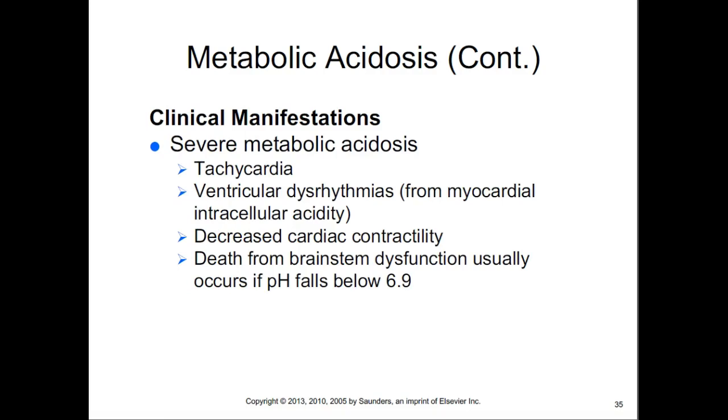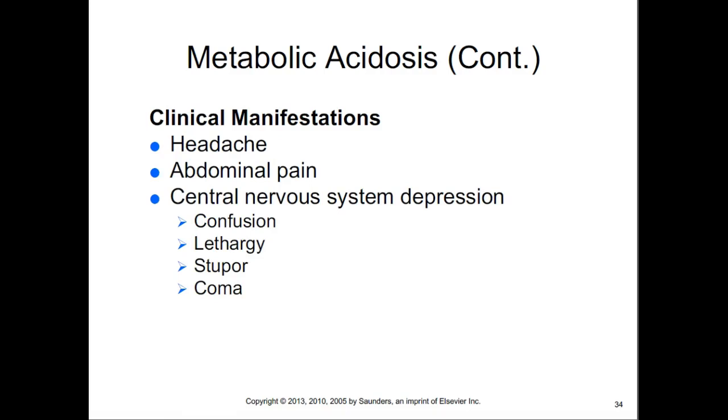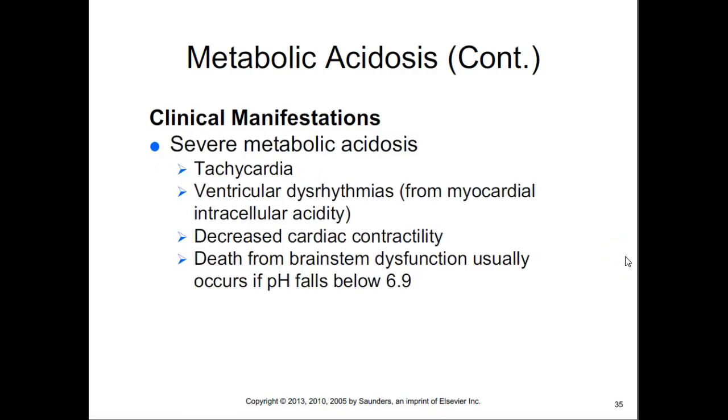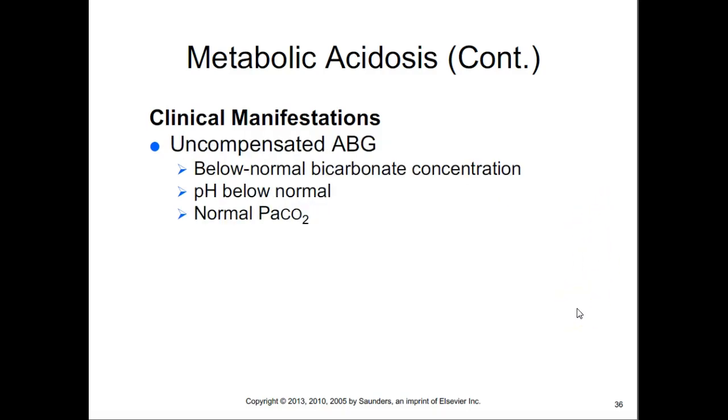All right, so severe metabolic acidosis is also going to show tachycardia, ventricular dysrhythmias, decreased cardiac contractility, and then death from brainstem dysfunction if the pH falls below 6.9. You will see an uncompensated ABG, arterial blood gas, where the pH is below normal. You might see a normal carbon dioxide partial pressure and a below normal bicarbonate concentration.